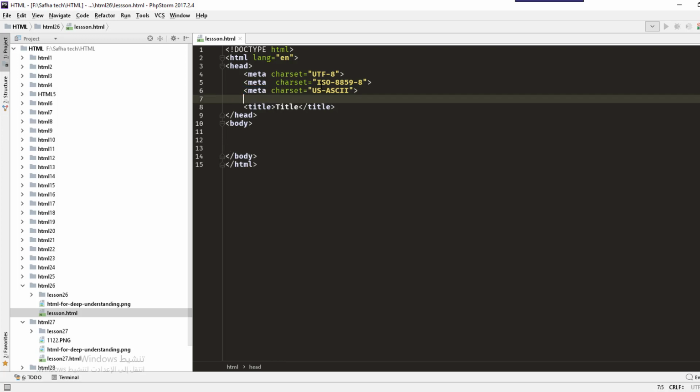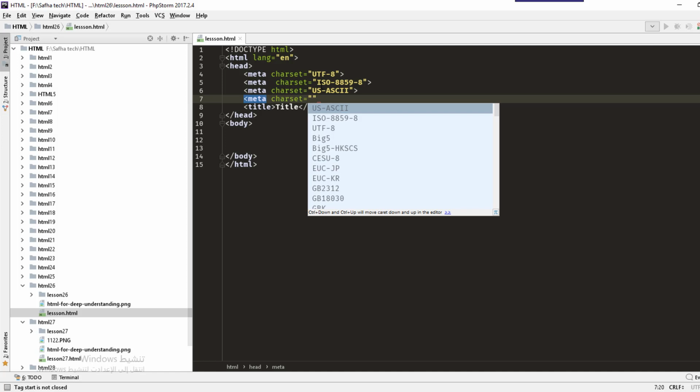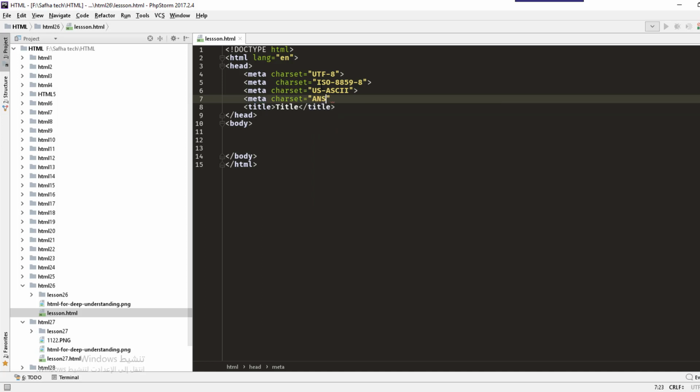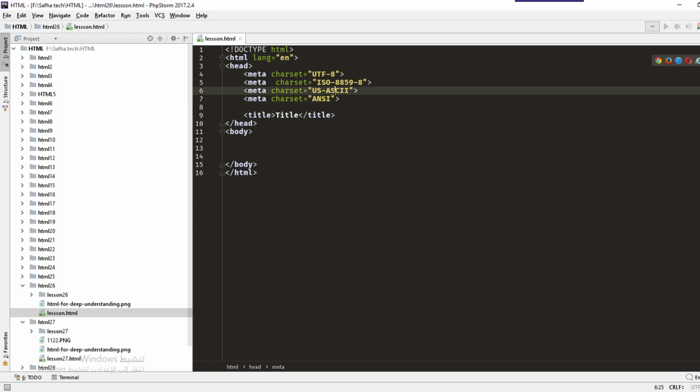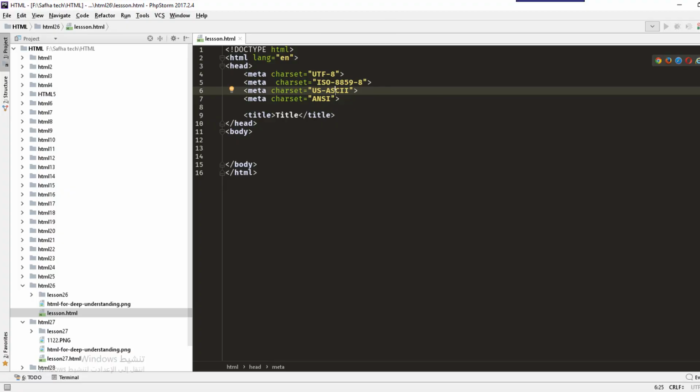There is another one, the ISO charset. Then we have something called the ANSI, in capital letters. This is another charset. So let's start with the first, which is ASCII.